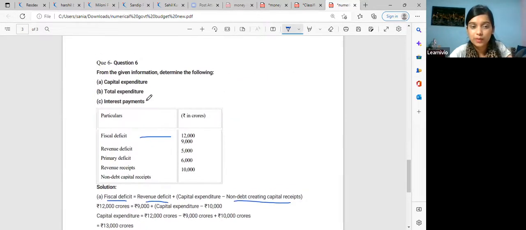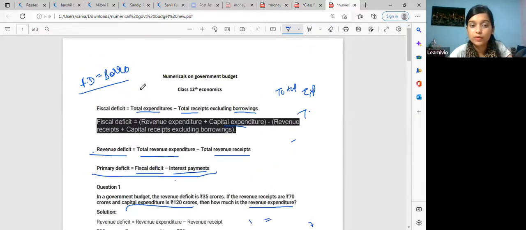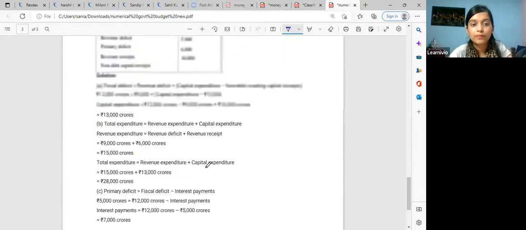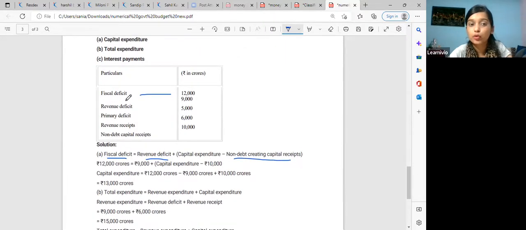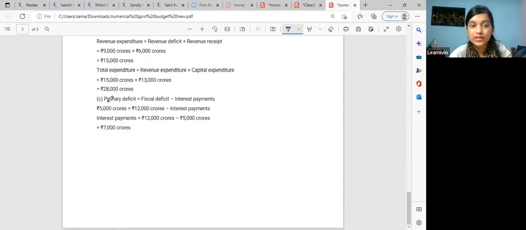Third one is interest payment. The formula you will be using is this one: primary deficit, fiscal deficit, and the interest payment. Here you know the primary deficit, and you know the fiscal deficit already. So it's very simple: fiscal deficit minus interest payment. You will put it down and your answer is set.